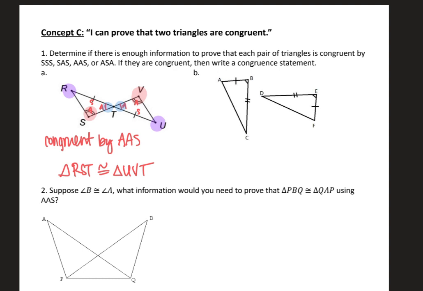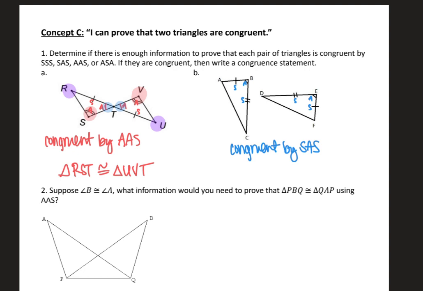This first piece right here is a side. This is an angle marking, and that's a side. And then we have the same thing in the other triangle. So it looks like we have side, angle, side. So these are congruent by SAS. And then we're going to write our congruent statement.